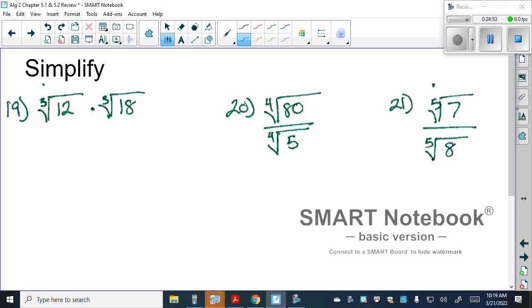Now with some of these, we can always try typing them in the calculator to see if it does simplify out. Because if it does, that makes it even easier to work with. So we could try typing in the third root of 12 times the third root of 18 and see if we get a number.